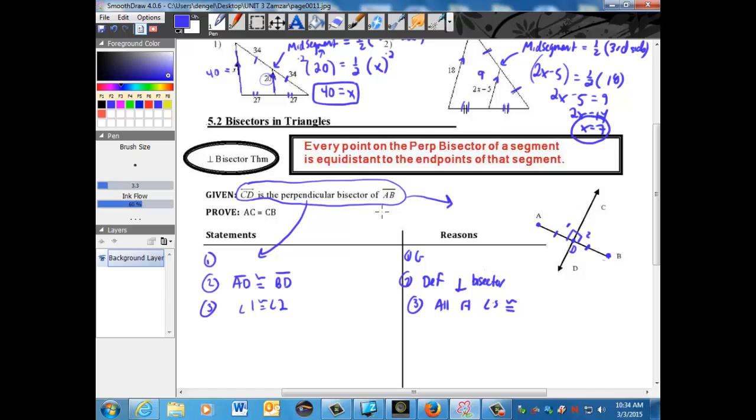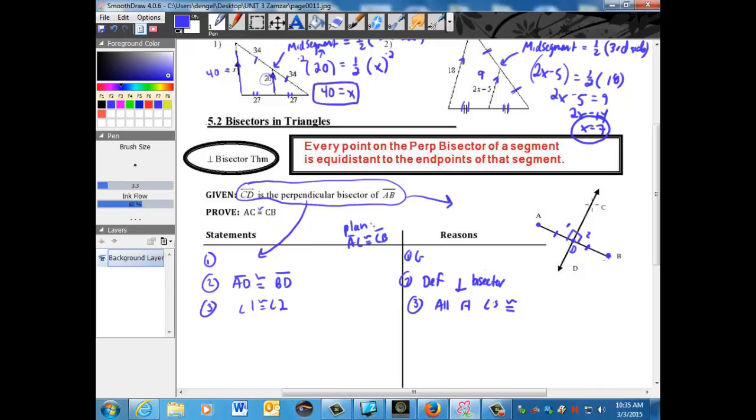Alright, so we don't really have a plan yet as to how we're going to prove that AC is congruent equal to CB. So let's think about this. We're told on this theorem that every point on the perpendicular bisector of a segment is equidistant to the endpoints of that segment. So let's take a look at what that means.